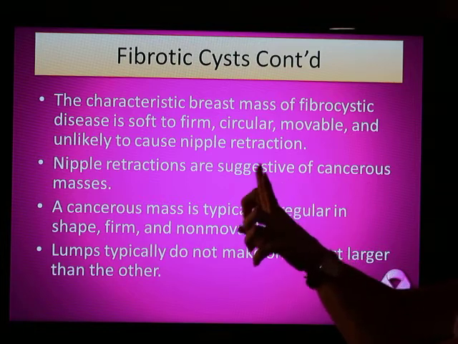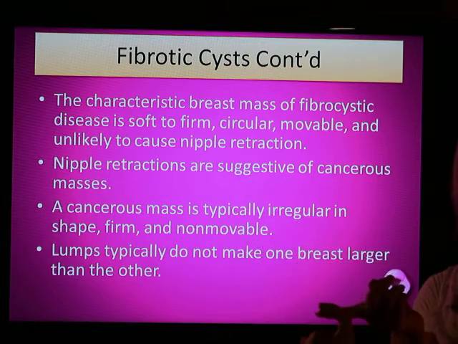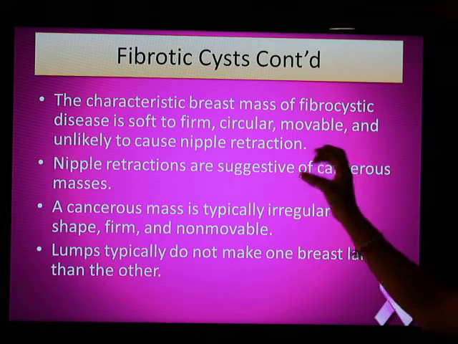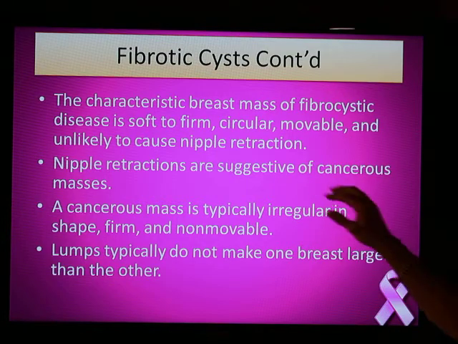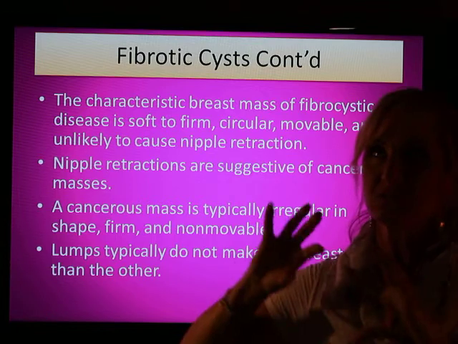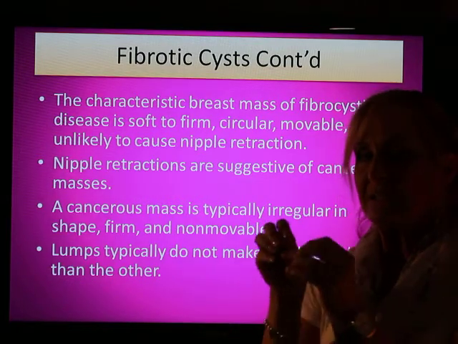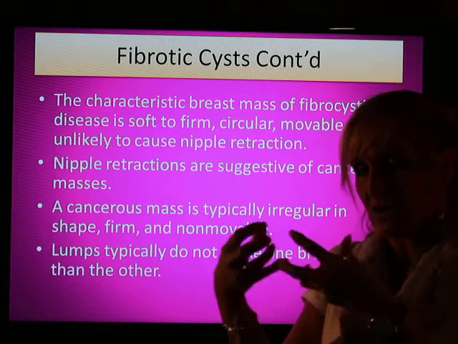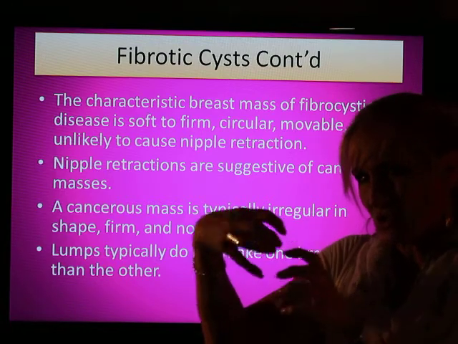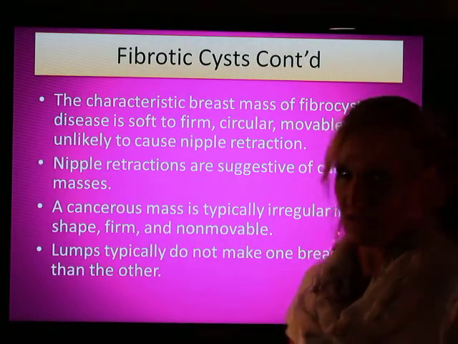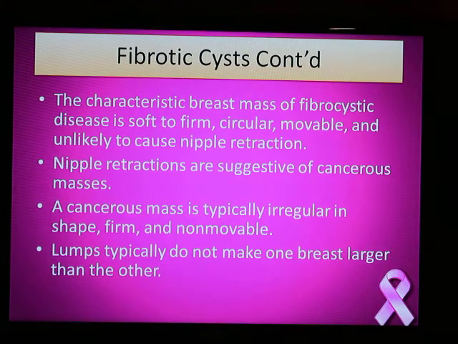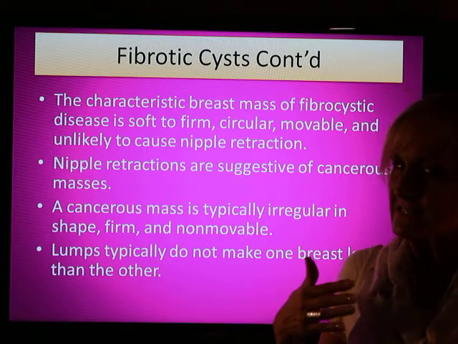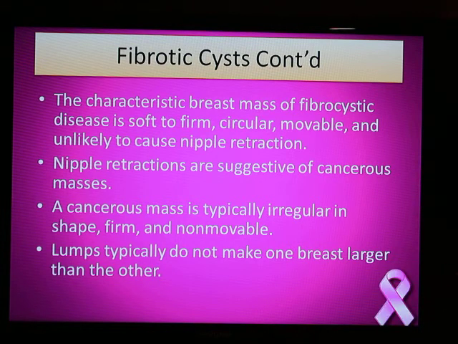Most of the fibroids are going to be circular, kind of like the uterine fibroids I showed you, like little round balls. They're not going to cause the breast to look different. Malignant tumors will often cause nipple retraction or distortion of the nipple. Fibroids are not going to do that, nor will cysts. If you start seeing nipple retraction on the breast, that's not such a good sign.